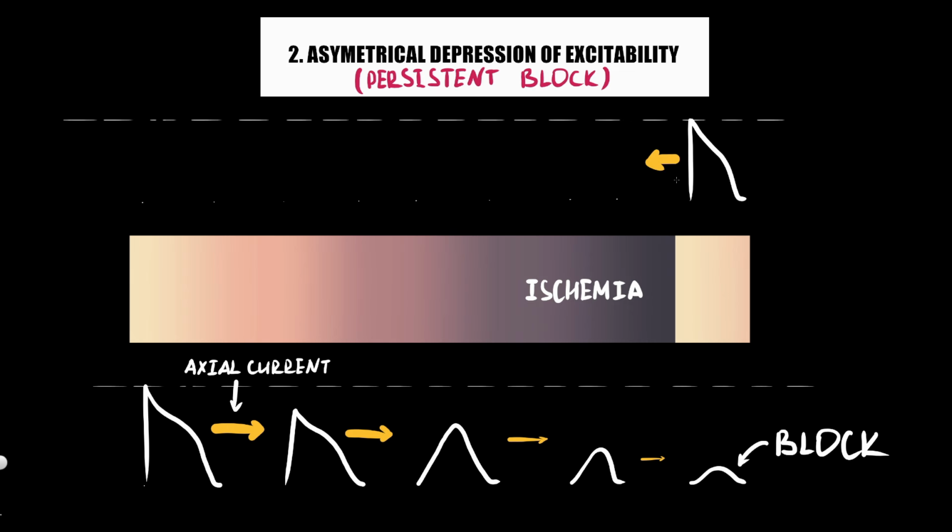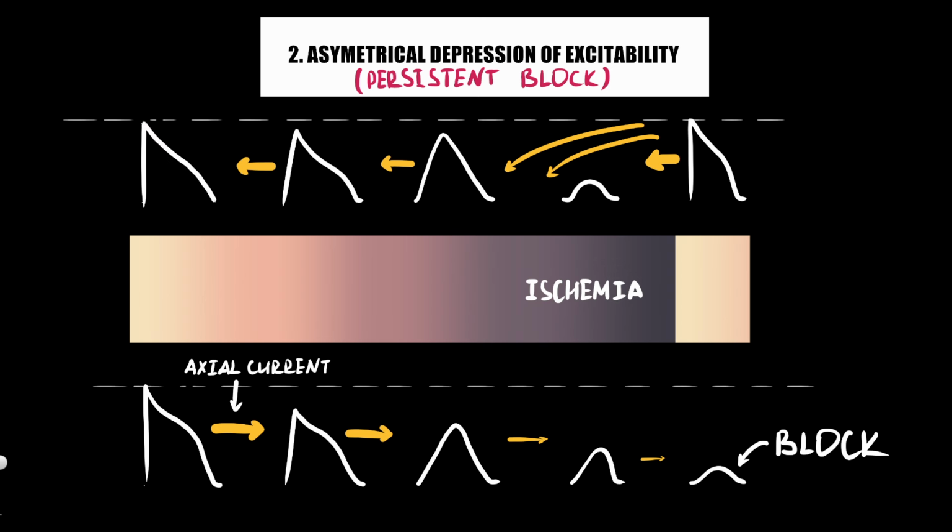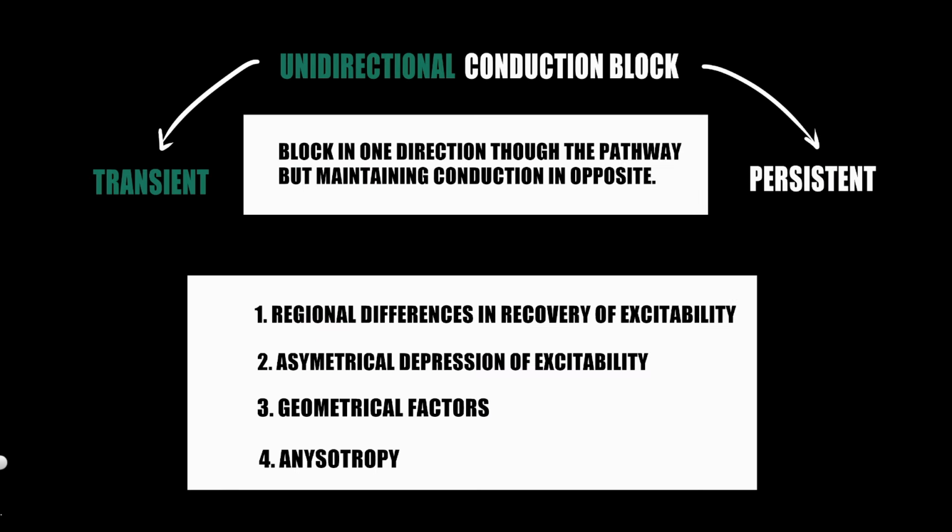However, in the right to left direction, the situation is not the same. The normal non-ischemic region has a strong axial current that can't induce enough depolarization in the maximal ischemic region, but it can conduct a few cells further. Therefore, in the right to left direction, conduction is maintained. Thus, here we have unidirectional conduction block. Now let's go to the geometrical factors.